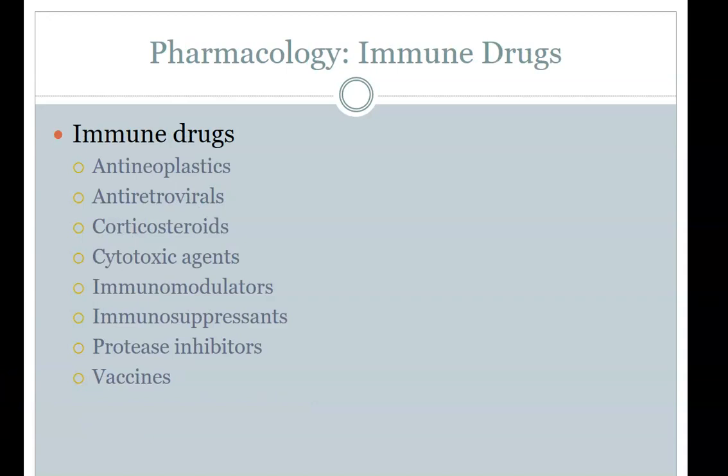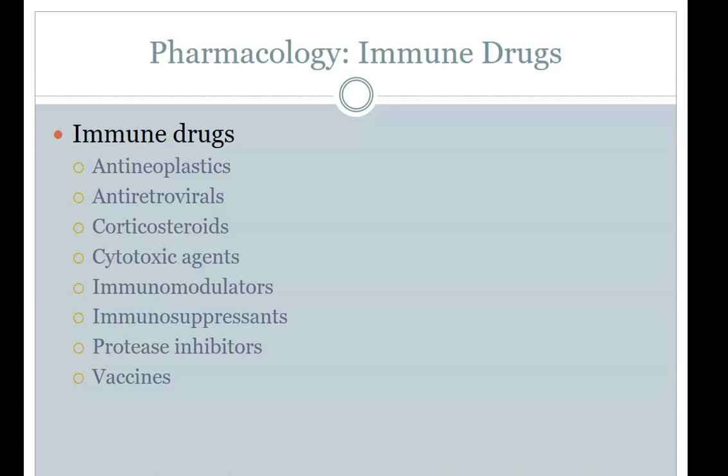The antineoplastics treat cancer by preventing growth or promoting destruction of tumor cells. Antiretrovirals minimize the replication of HIV and its progression into AIDS. Corticosteroids are steroids that suppress the immune system and reduce inflammation. Cytotoxic agents damage or destroy cells to treat cancer, often acting as an immunosuppressant or antineoplastic. Immunomodulators reduce the impact of immune system disorders. The immunosuppressants minimize the immune response.